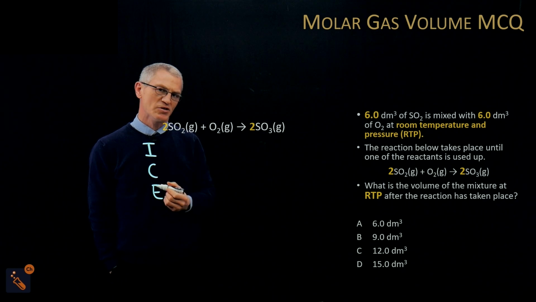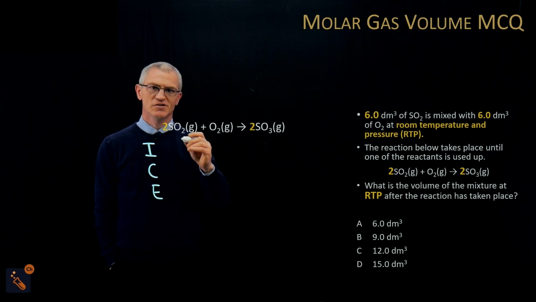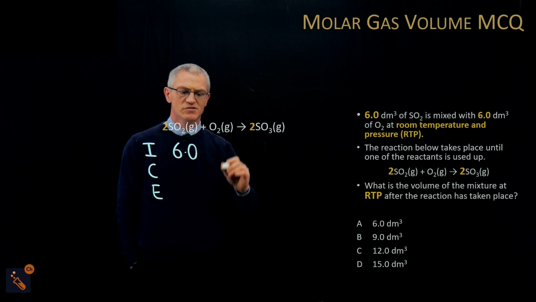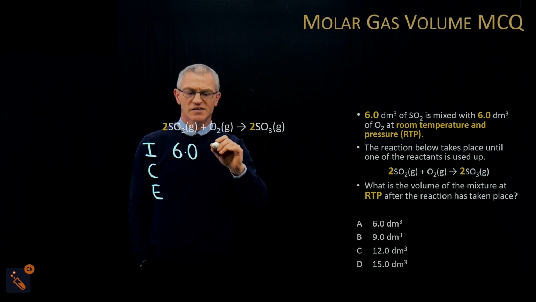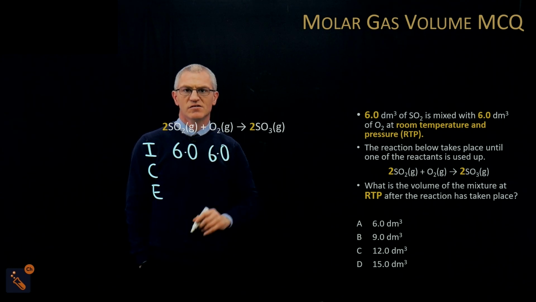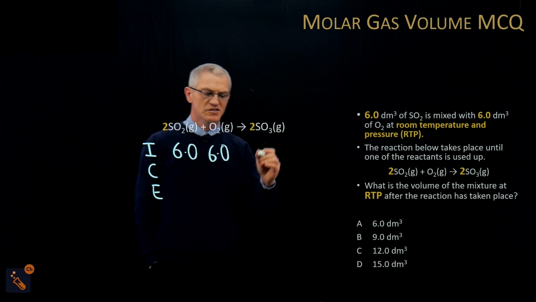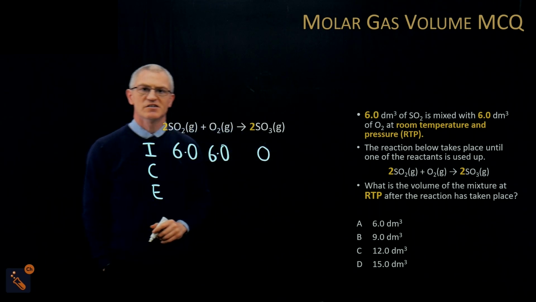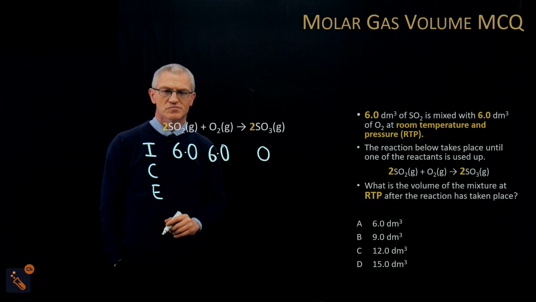So that probably doesn't make much sense unless we put numbers in front of you. So let's have a look at it now. If we look here, we can see that there is 6 decimeters cubed of the SO2 starting off with, and then there are 6 of the O2. At the start, the SO3 will be 0 because no reaction has happened.